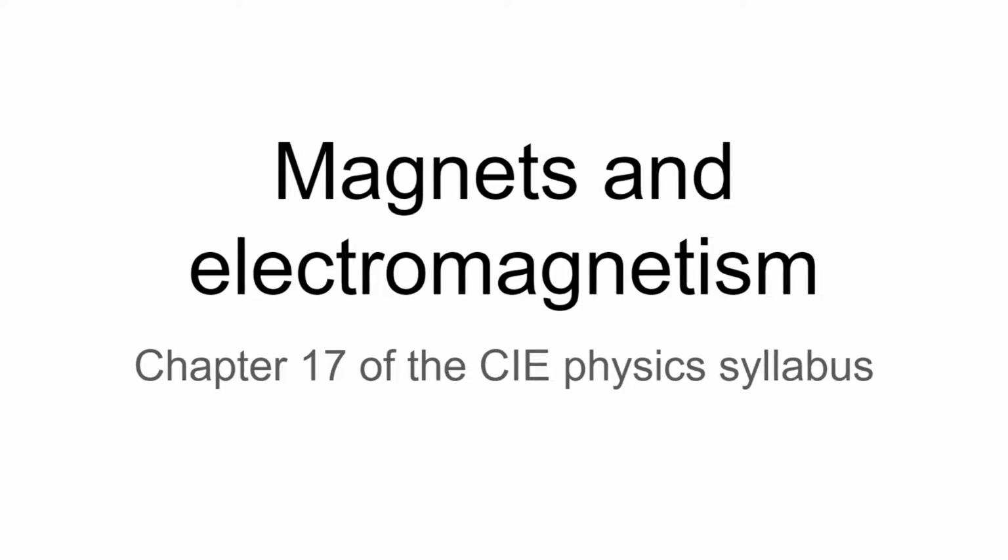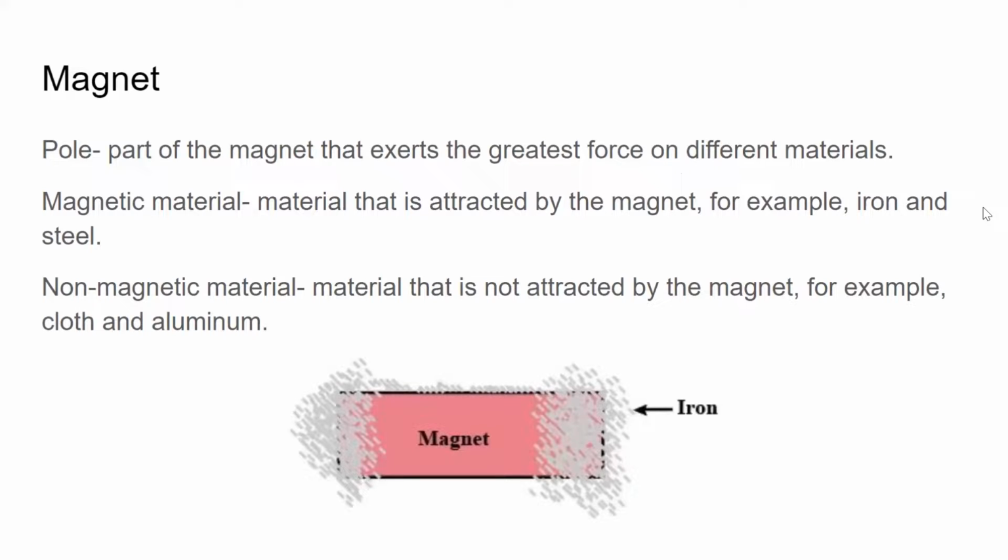Today we will be studying magnets and electromagnetism, which is chapter 17 in the physics syllabus. A property of a magnet is that it has two poles. A pole is a part of the magnet that exerts the greatest force on different materials. In the diagram, we can see that the iron filings are gathering near the ends of the magnet more. So these two ends are going to be the poles.